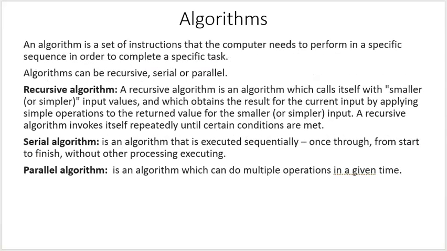An algorithm is a set of instructions that the computer needs to perform in a specific sequence in order to complete a specific task. And there are three types of algorithms: recursive, serial, and parallel. A recursive algorithm is an algorithm that calls itself with simpler or smaller input values, which obtains results for the current input by applying simple operations to return value for the smaller, simpler input. It invokes itself repeatedly until certain conditions are met.